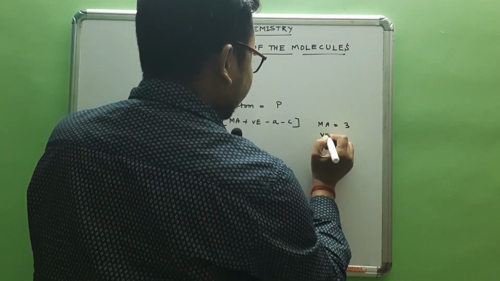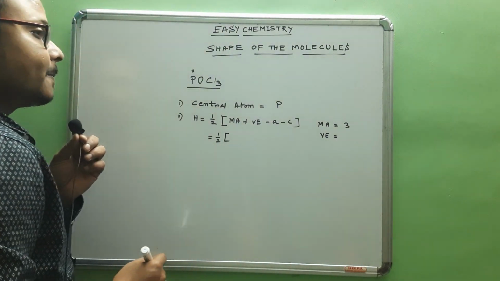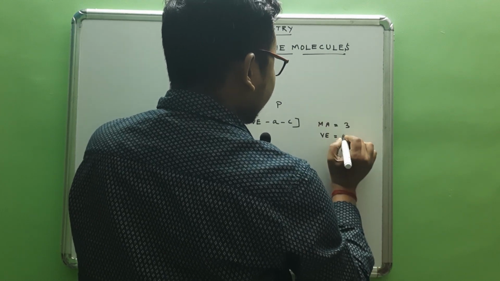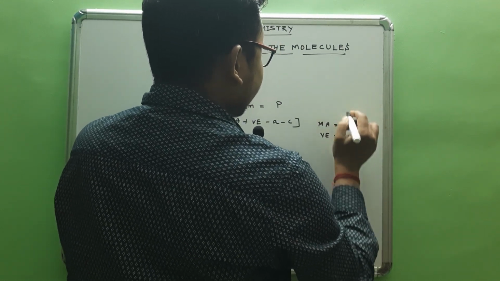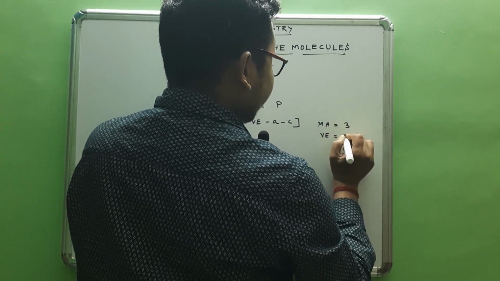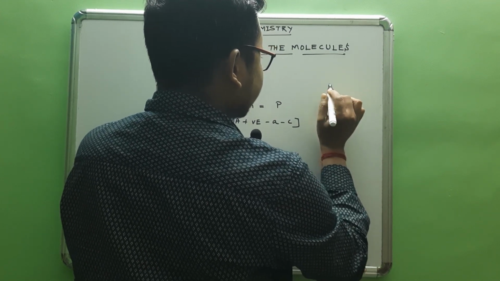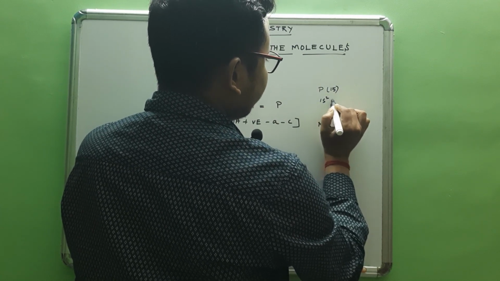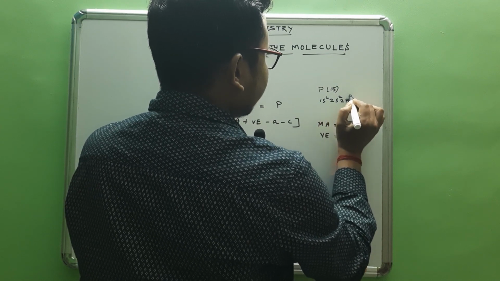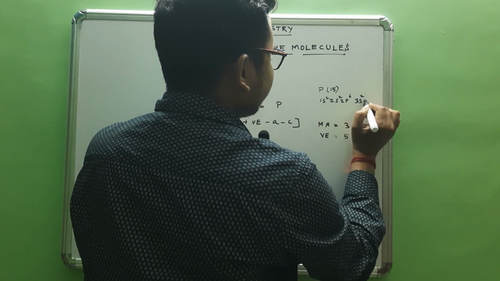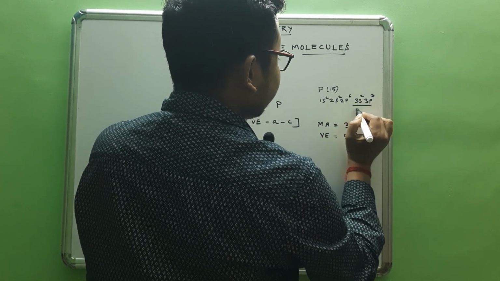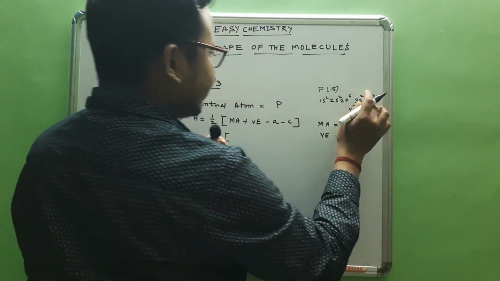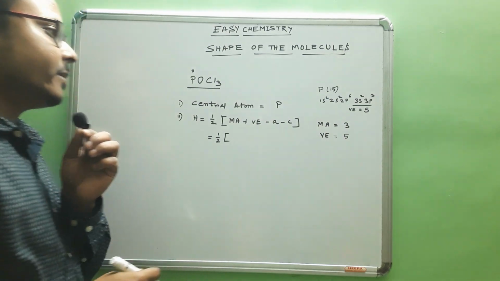And what is the valence electron of phosphorus? Phosphorus is in the nitrogen group, and its oxidation state is 5. Phosphorus is atomic number 15, so 1s2, 2s2, 2p6, 3s2, 3p3. This is the valence electron configuration. The third shell is the valence shell, and the number of valence electrons is 5.